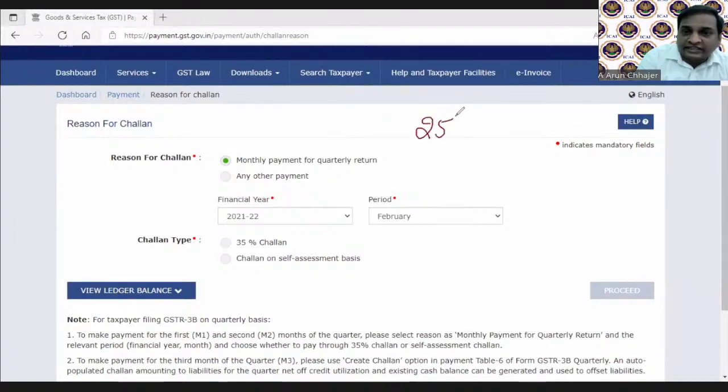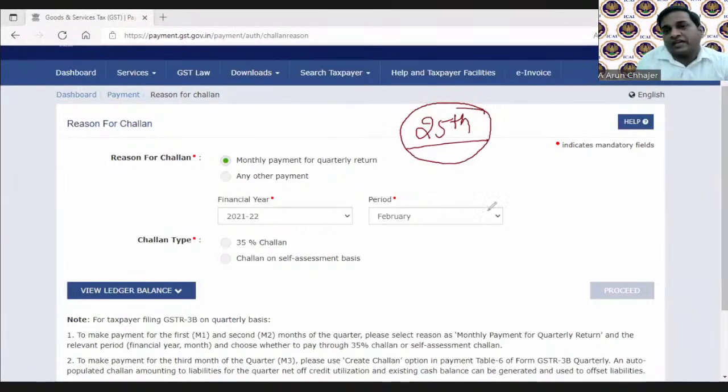What is the due date? 25th after the end of the month. If I am not depositing by the 25th, I need to pay the interest.